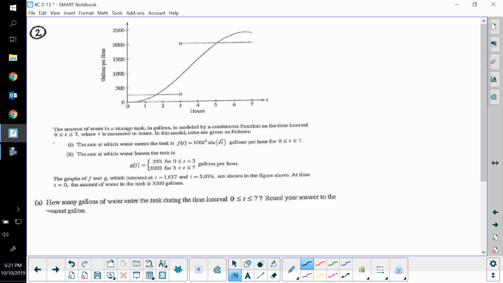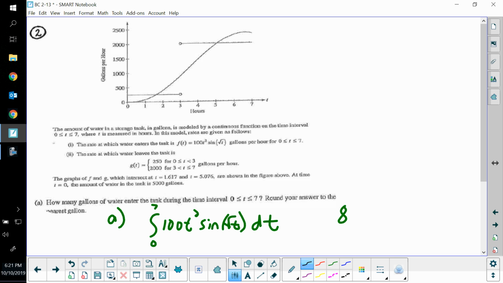Okay, similar idea. We've got one equation for stuff entering, another equation for stuff leaving. So the piecewise one there, the horizontal lines, is the leaving. The entering is the curved one. So we want to know how many gallons of water entered the tank on our interval 0 to 7. So for part A, we're just going to have an integral from 0 to 7. We'll have our entering equation, 100t squared sine radical t dt. And we should just punch that in.